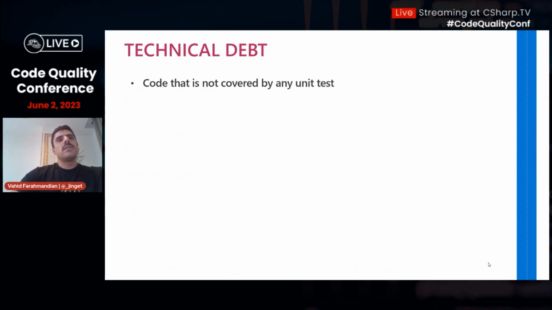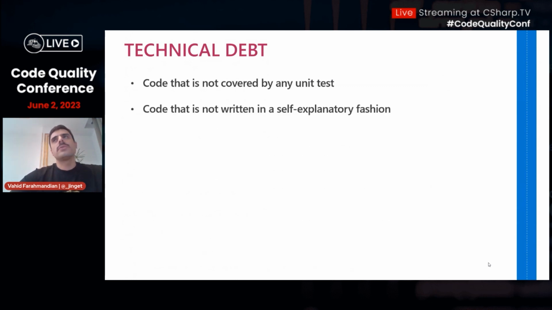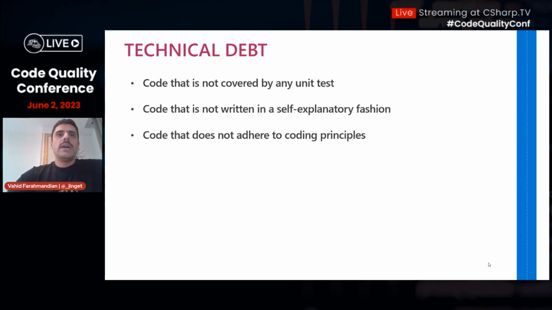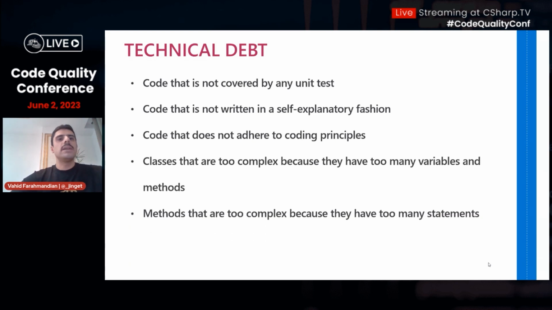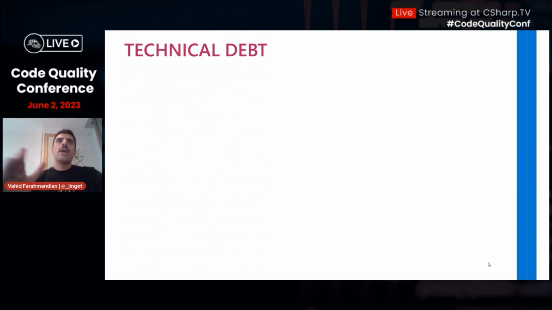For example, code that's not covered by any unit test, or code that's not written in a self-explanatory fashion, or variables with strange naming conventions, or code that does not adhere to coding principles. We've written code that does not adhere to the SOLID principles, to KISS, to DRY, or other principles, or classes that are too complex because they have too many variables or methods, or even methods that are too complex because they have too many statements. These situations can lead us to technical debt.